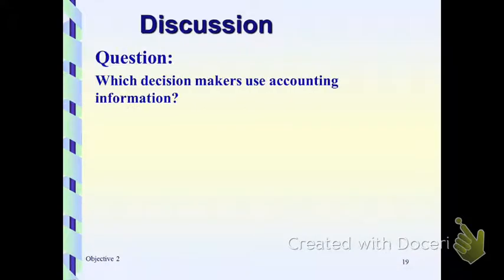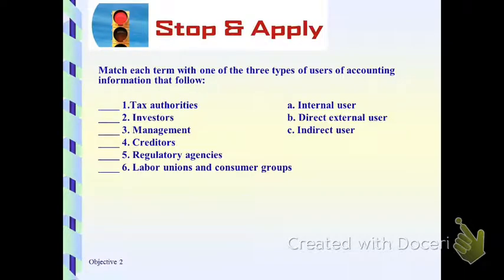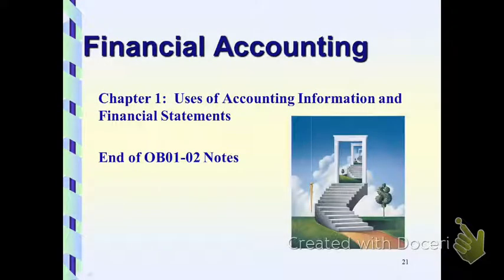So that ends our discussion for objective number 2. Our question here is, which decision makers use accounting information? And you can put your answer on your paper. You should also be able to match each term with one of the 3 types of users of that information. And that is the end of the notes for objectives 1 and 2 of Financial Accounting Chapter 1.